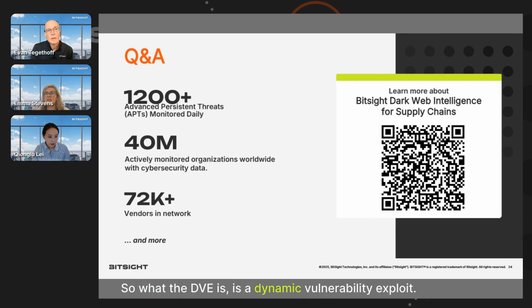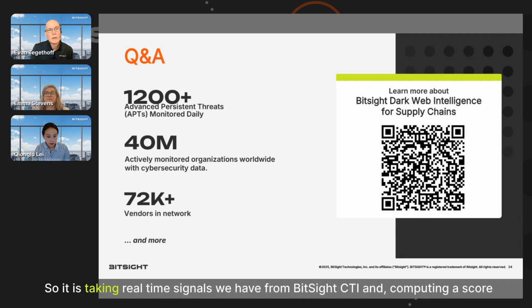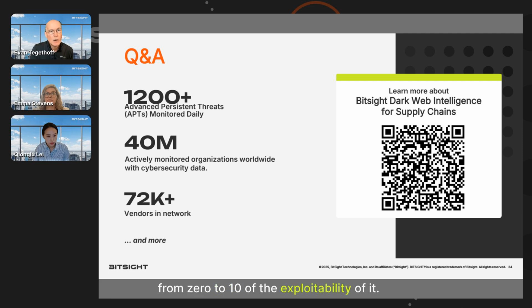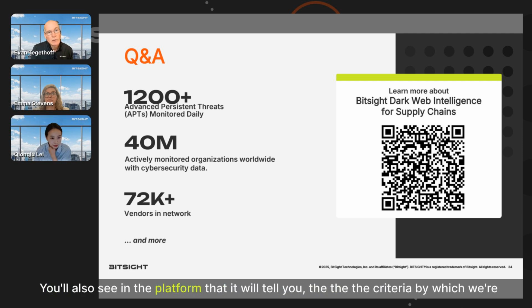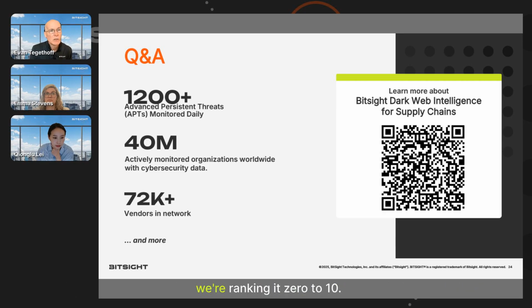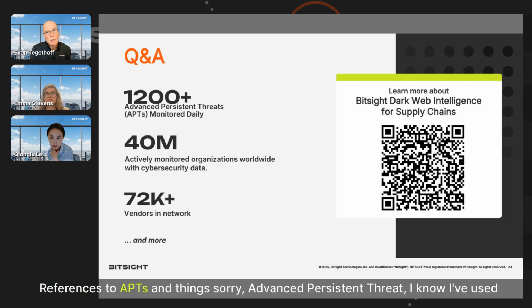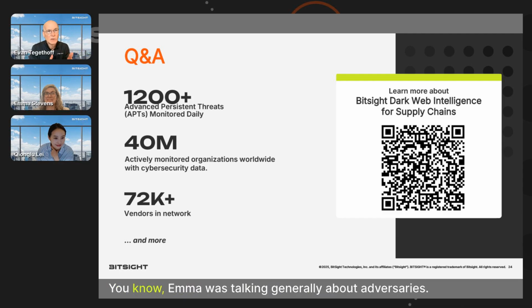So what the DVE is, a dynamic vulnerability exploit. So it is taking real-time signals we have from Bitsight CTI and computing a score from 0 to 10 of the exploitability of it. You'll also see in the platform that it will tell you the criteria by which we're ranking it 0 to 10. So is it a particular POC kit out there? Has it been exploited? References to APTs and things. Sorry, advanced persistent threat. I know I've used that a couple times. Think of that as just adversaries. Emma was talking generally about adversaries. These kinds of inputs feed into that DVE score.